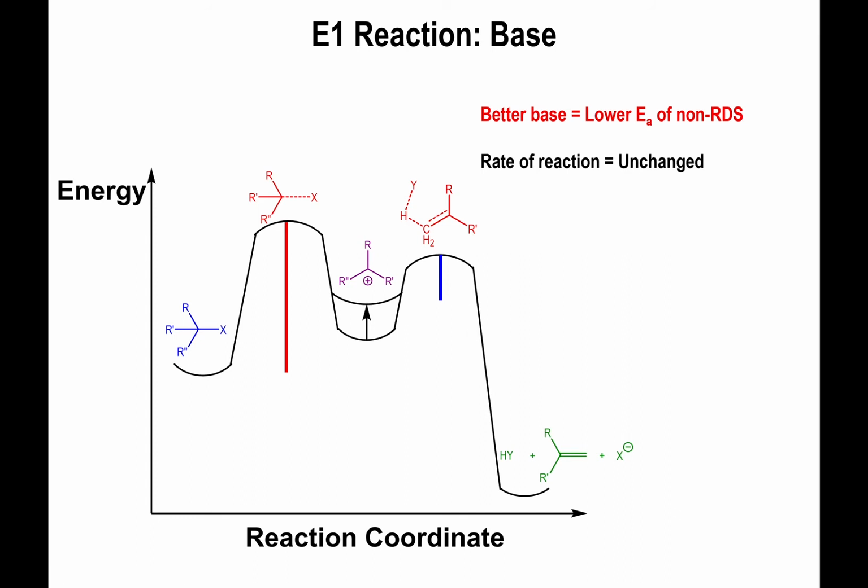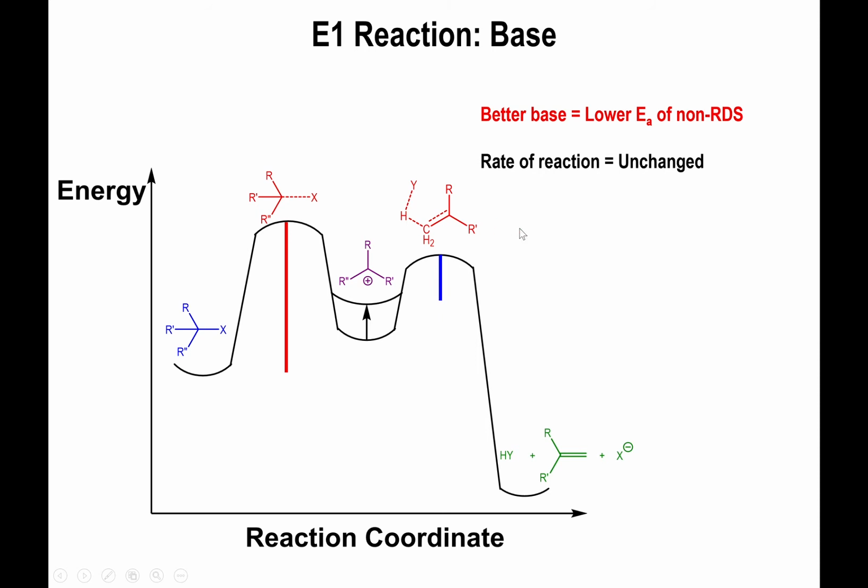Now, the deal with the base is that because it does not interact at the rate determining step, it's really not going to speed up the reaction whatsoever, because at most you might be able to maybe mess with this second activation energy, but because this is not the highest activation energy, you still are stuck having to go through the bottleneck of this process.